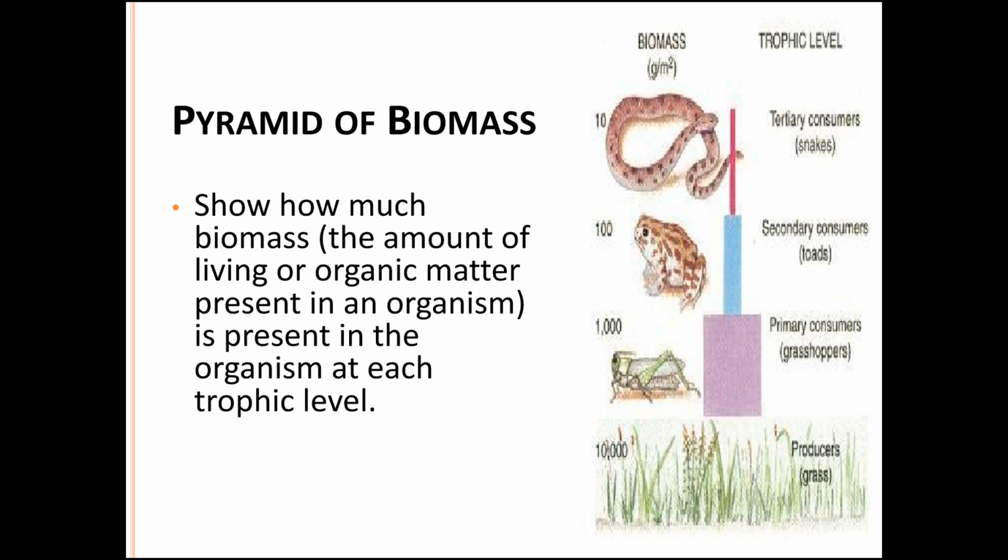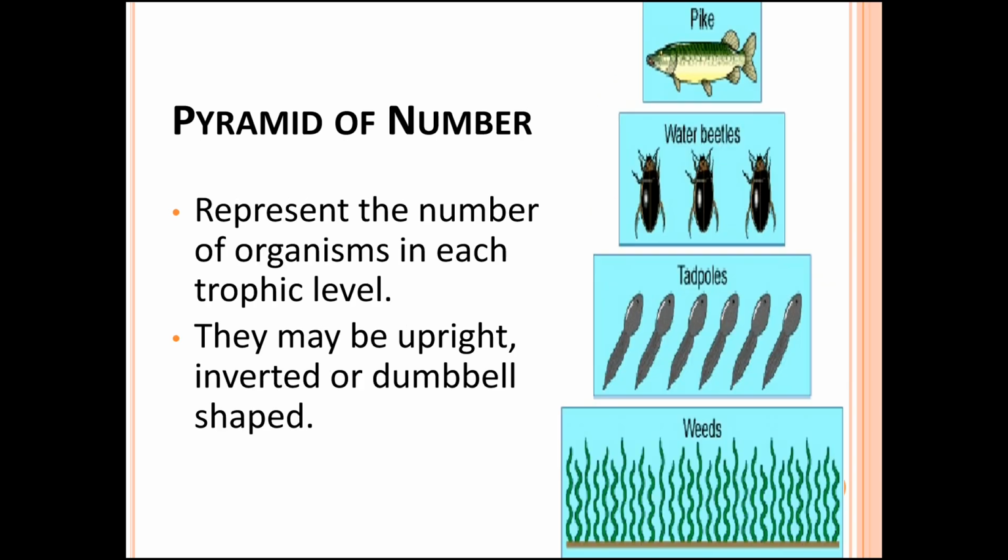A pyramid of biomass shows how much biomass, the amount of living or organic matter, is present in the organisms at each trophic level. A pyramid of numbers represents the number of organisms in each trophic level. They may be upright, inverted, or dumbbell shaped.